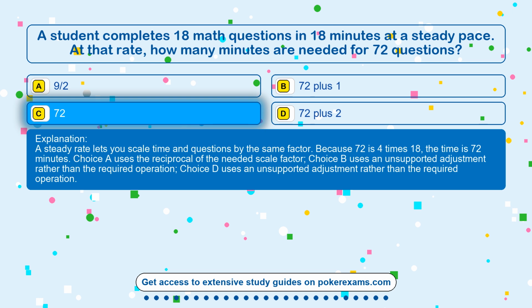A steady rate lets you scale time and questions by the same factor. Because 72 is 4 times 18, the time is 72 minutes. Choice A uses the reciprocal of the needed scale factor. Choice B uses an unsupported adjustment rather than the required operation. Choice D uses an unsupported adjustment rather than the required operation.